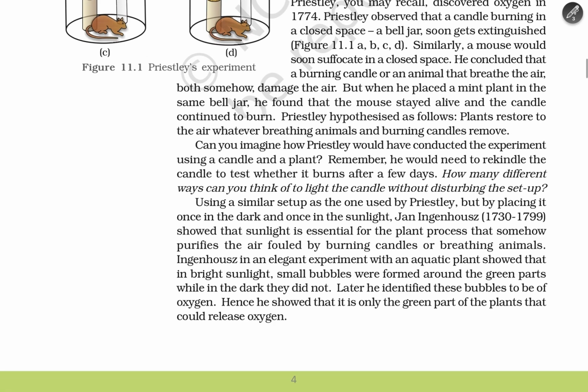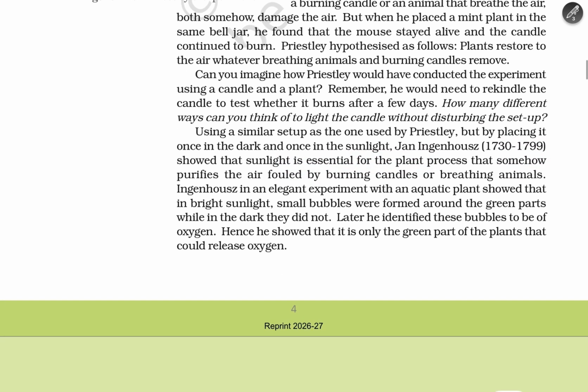Can you imagine how Priestley could have conducted the experiments using a candle and a plant? Remember, we would need to relight the candle to test whether it burns after a few days. How many different ways can you think of to light the candle without disturbing the setup? Using a similar setup as used by Priestley, but placing it once in the dark and once in sunlight, Jan Ingenhousz (1730 to 1799) showed that sunlight is essential to the plant process that somehow purifies the air fouled by the burning candle or breathing animals.